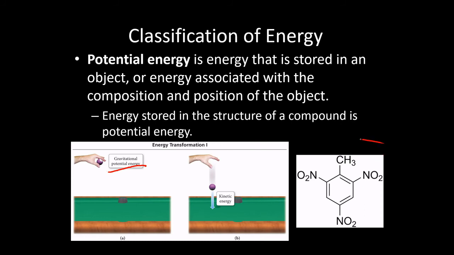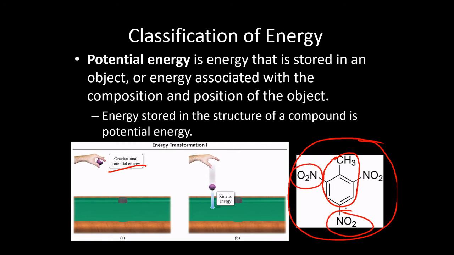Just as a little side note here, this molecule, this section right here, is called toluene. Each of these three parts is a nitro group. So we have toluene with 3 nitros. This is trinitrotoluene, or TNT. This is the explosive TNT, which has quite a bit of chemical potential energy, as you could imagine.